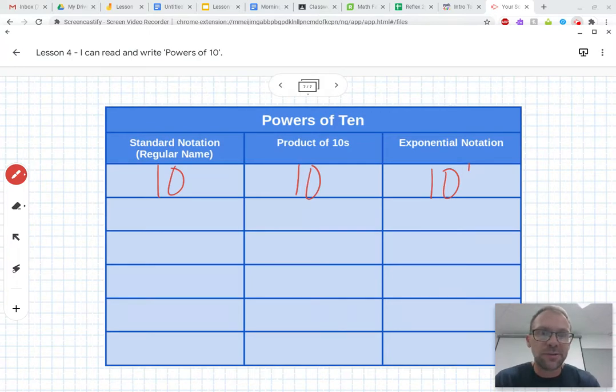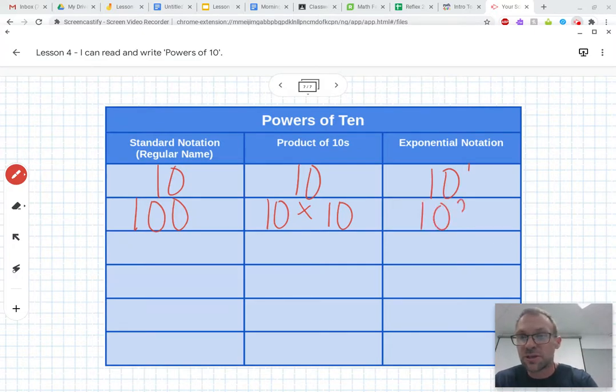Now, let's see what we do with the next number. So in standard notation, the number 100 is, you got it, 10 times 10. And there's two 10s there. So that's the base. The exponent we need is a 2 to tell us to use the base twice. So in exponential notation it is 10 to the second power.